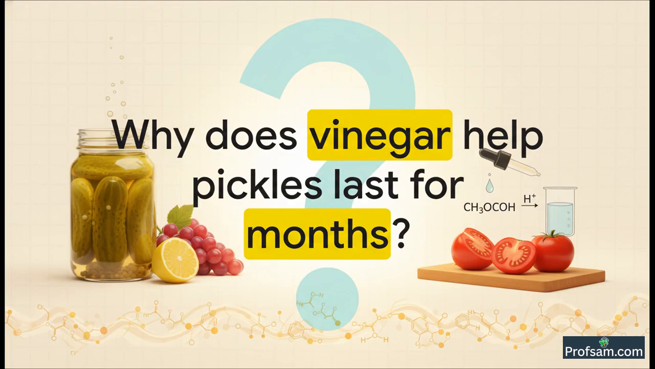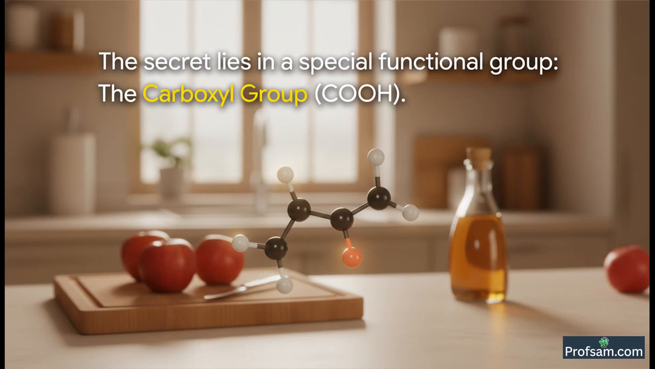So let's begin with a simple question from your own kitchen. This one observation will help us understand the special properties of an entire family of very important organic compounds. You see, the secret to the vinegar, and so many other things, is a particular arrangement of atoms called the carboxyl group. This functional group is really the main character today. If you understand its structure, you will understand all of its uses. So let's take a closer look.